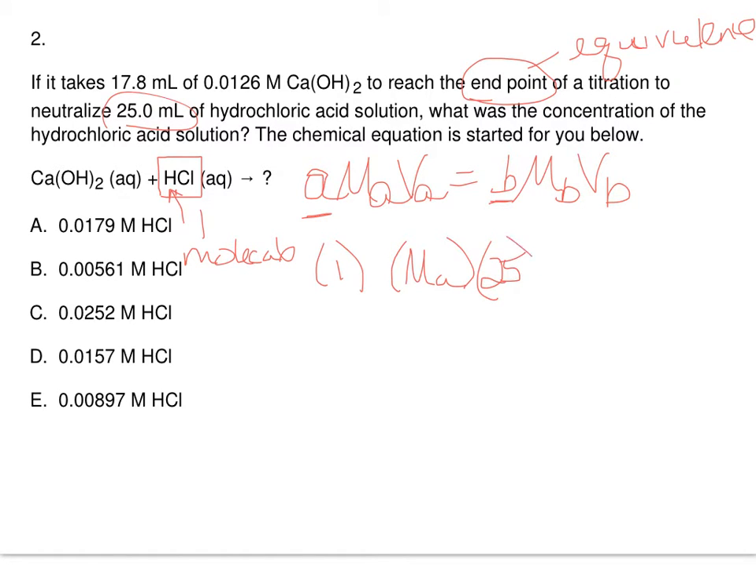Again, it doesn't matter what units you use for volume as long as you use the same units on both sides. Now, little b is the number of hydroxides in one base molecule. Well, the one base molecule is calcium hydroxide. There are 2 hydroxides in one molecule of calcium hydroxide. So little b is 2. The molarity of calcium hydroxide is 0.0126.